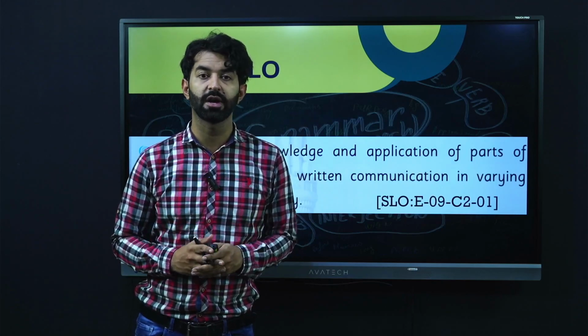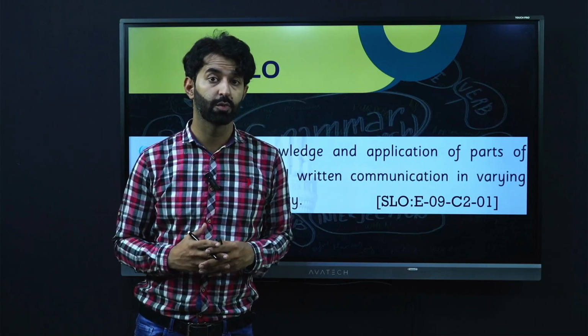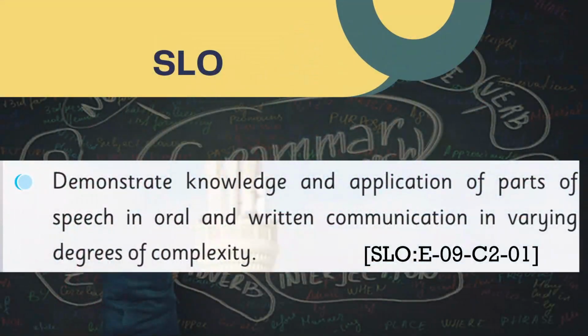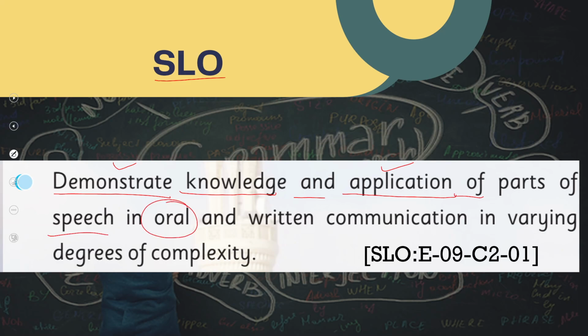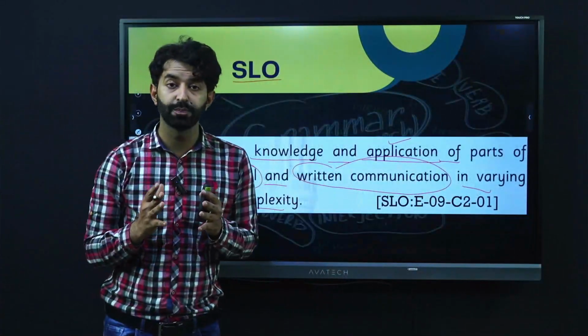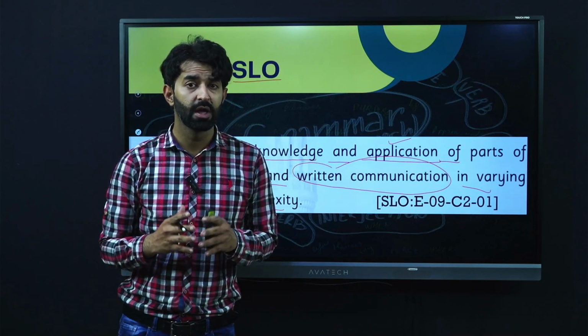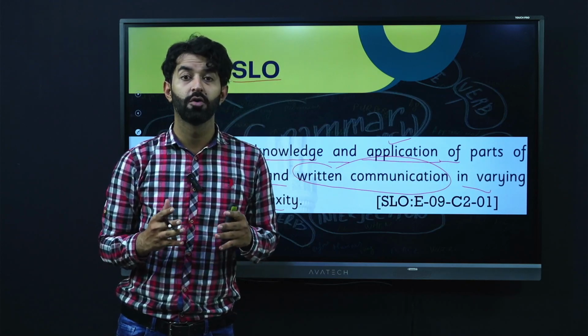So let's read our students' learning outcome about grammar and see what we are supposed to do and how we can achieve it by the end of our lesson. So our students' learning outcome, or SLO, is: demonstrate knowledge and application of parts of speech in oral and written communication in varying degrees of complexity. So, as you can see clearly, this is about parts of speech, about our knowledge and application of those parts of speech in our oral and also in our written communication.